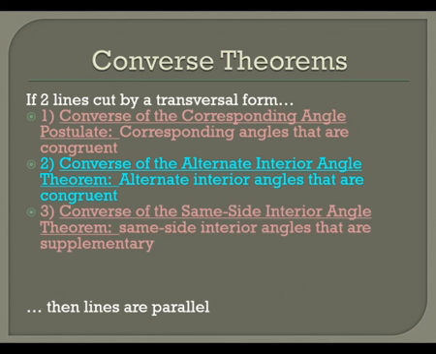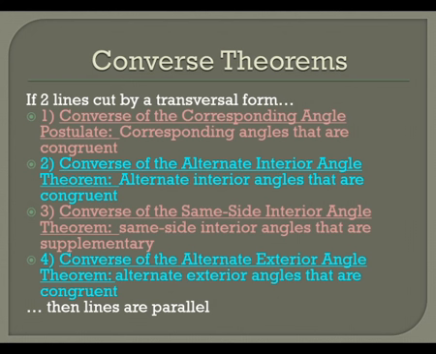Pretty cool, right? If we can show that same side interior angles are supplementary, that also means lines are parallel by the converse of the same side interior angle theorem. And lastly, if we can show that alternate exterior angles are congruent, then your lines are parallel by the converse of the alternate exterior angle theorem. So basically, in order to show lines are parallel, we have to show that one of these angle pairs exist and that their properties hold. And if that's the case, then lines are parallel by one of these converse theorems. So that will be the key in our problem.